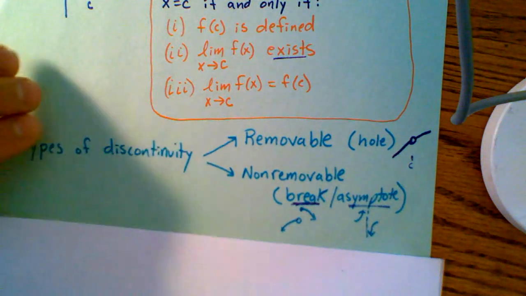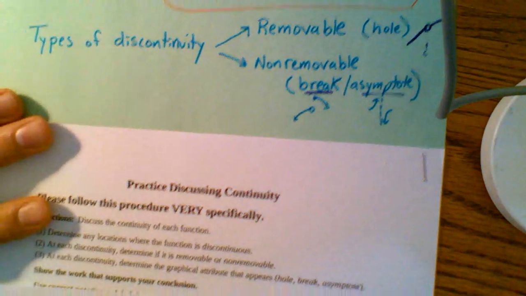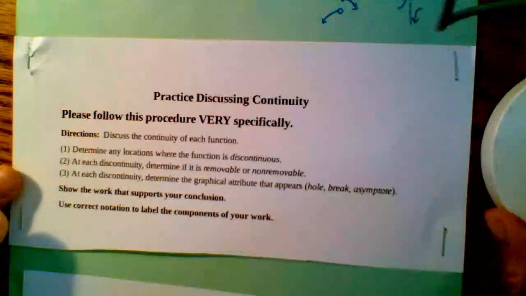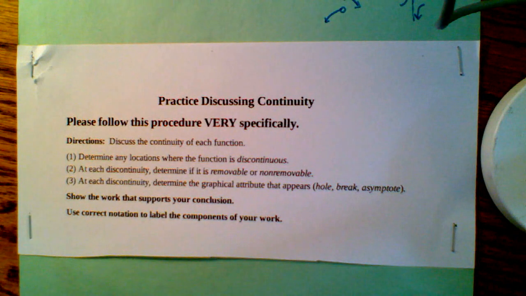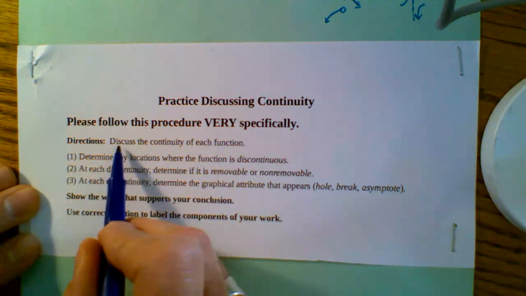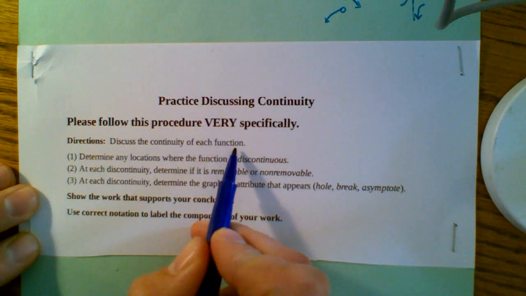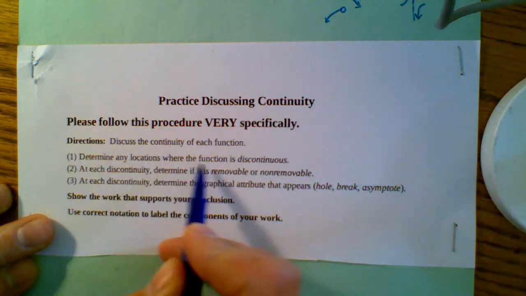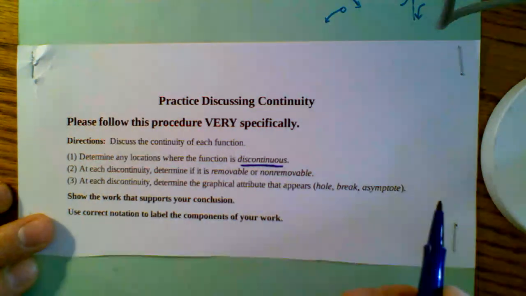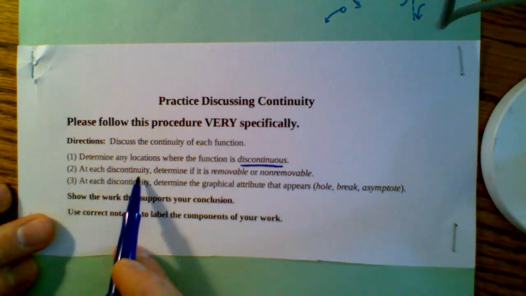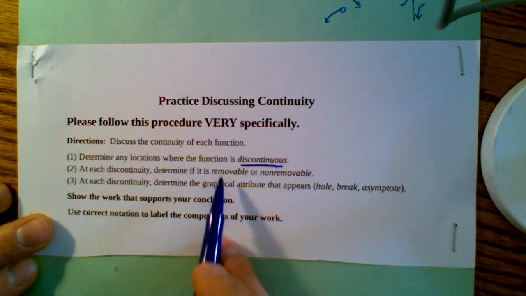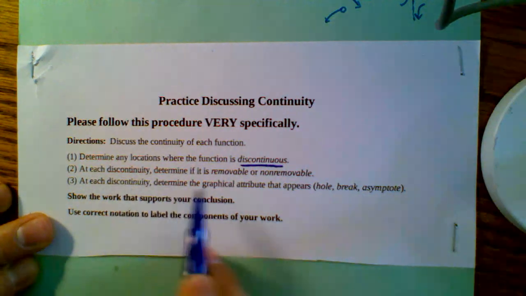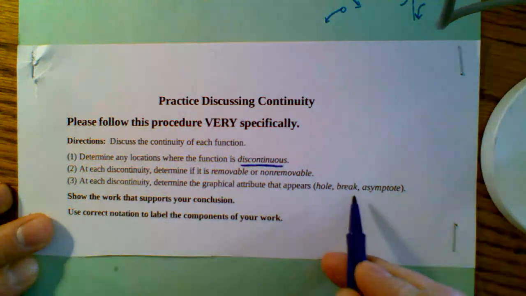Okay, so what does this mean? Well, this is what you are going to be asked to do. I used my fancy stapler to get these all in one sheet for you. Couldn't find any tape. So in my examples, I'm going to have you follow this procedure. Discuss the continuity of each function. We're just going to give you a function. You first determine if there are any locations where the function is discontinuous. At each discontinuity, determine if it is removable or non-removable at that point. And then at each discontinuity, determine what the graphical attribute would be: a hole, break, or an asymptote.